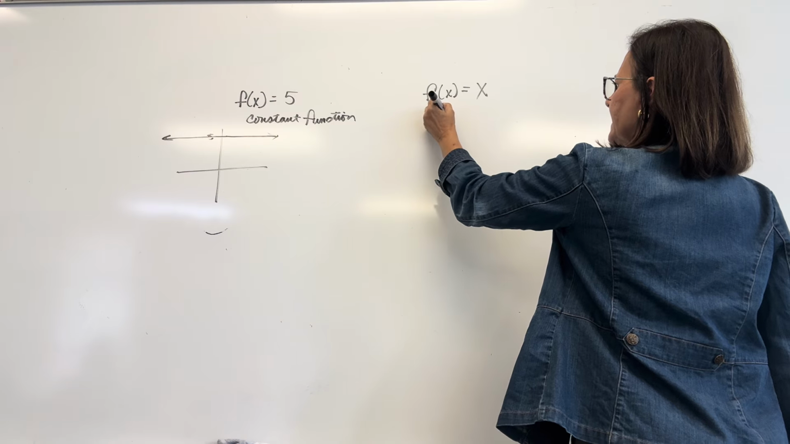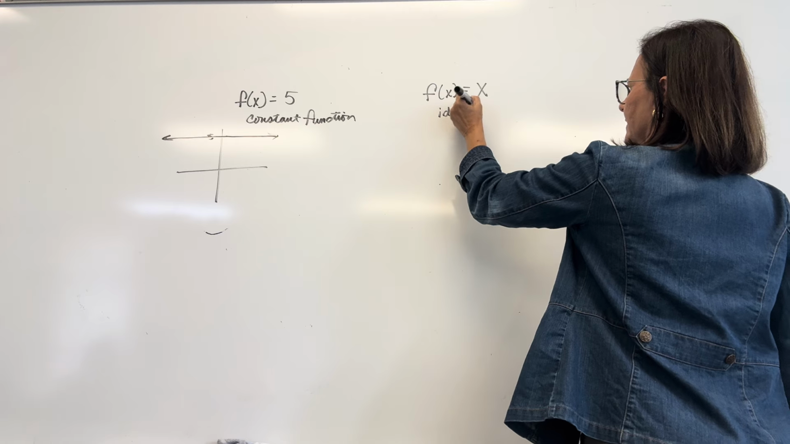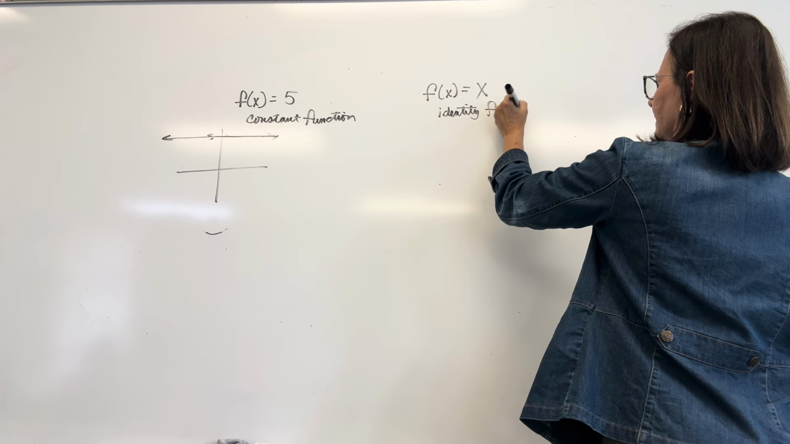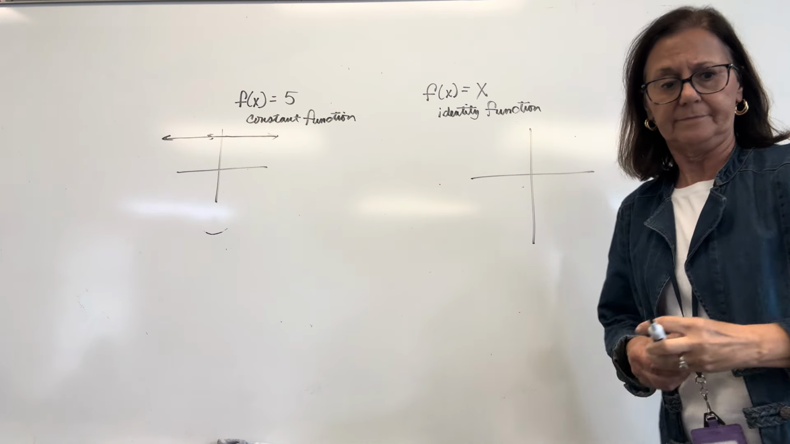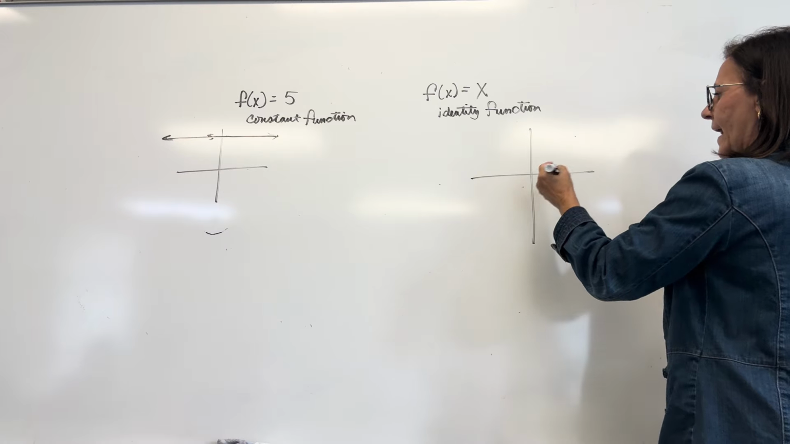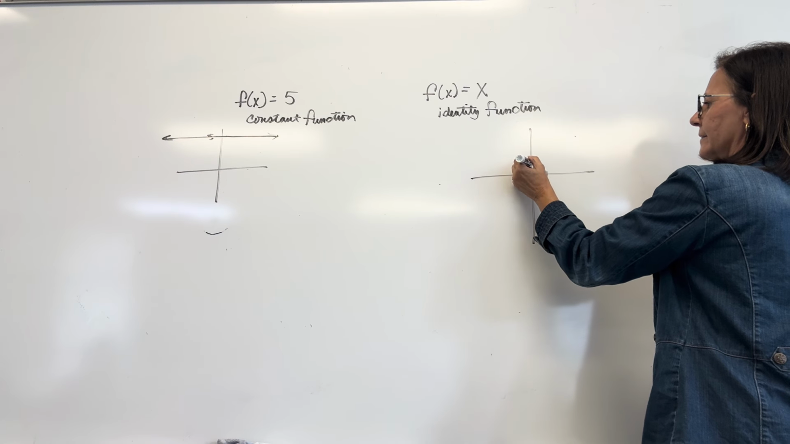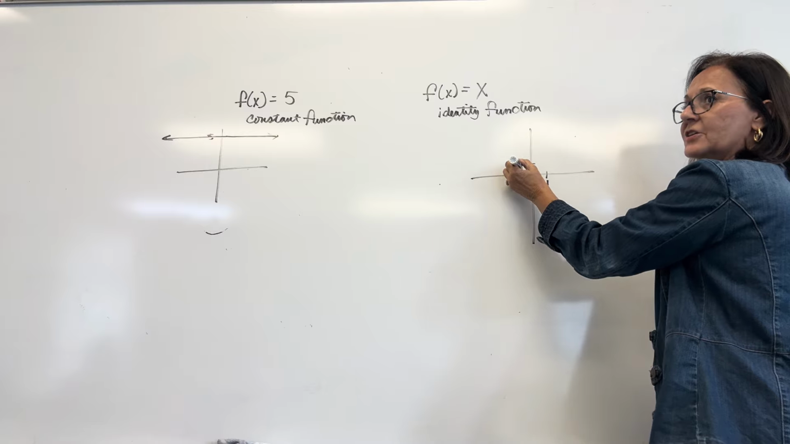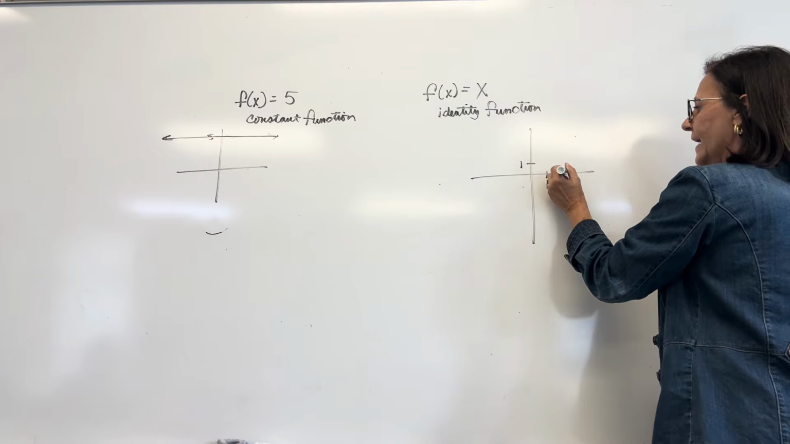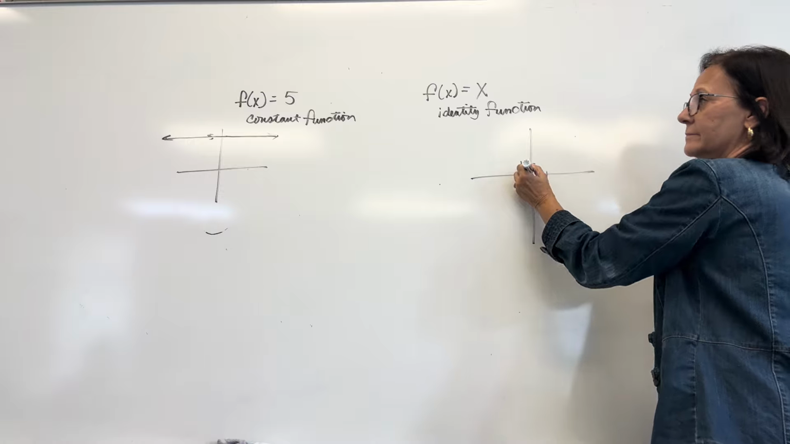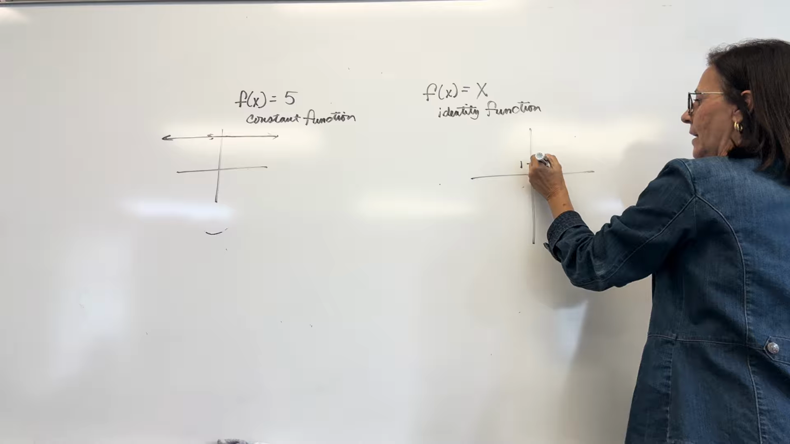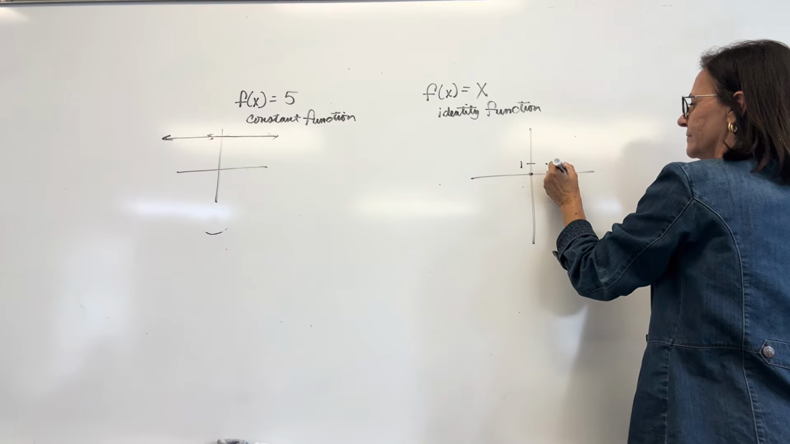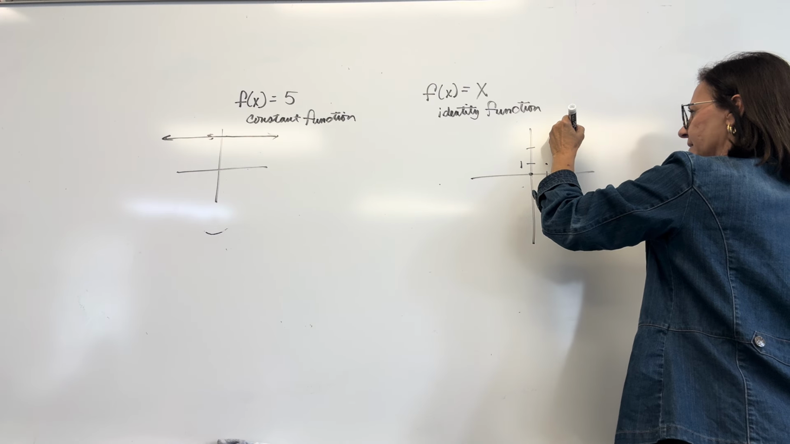This one is called the identity function. Such that when x is 1, what's the value of y? The same, identical, identity function. When x is 0, what's y? 0. When x is 1, y is? 1. When x is 2, y is? Okay, you get the idea. This is the identity function.